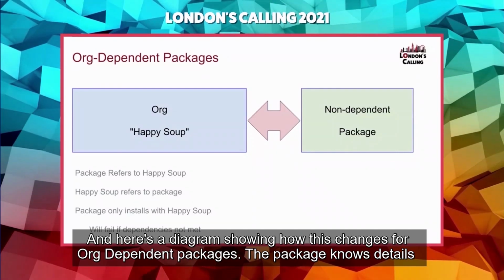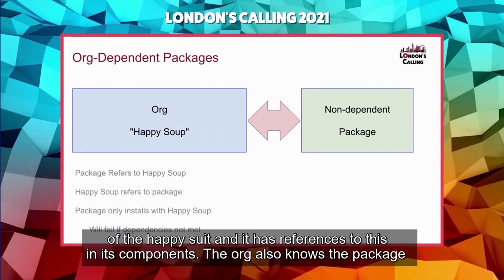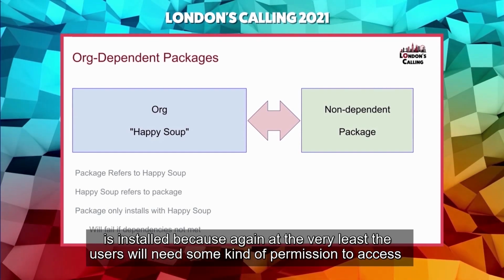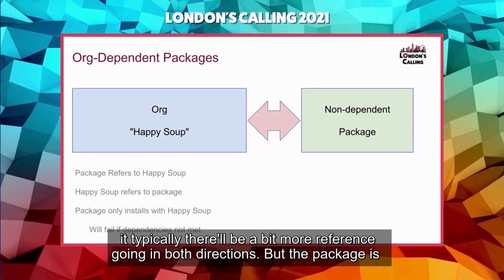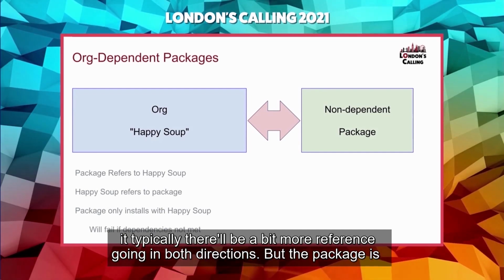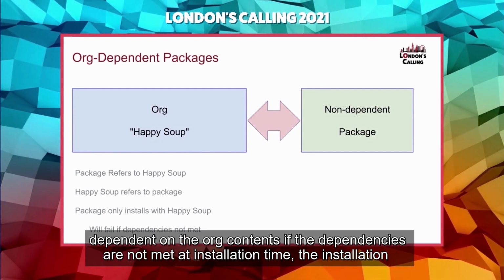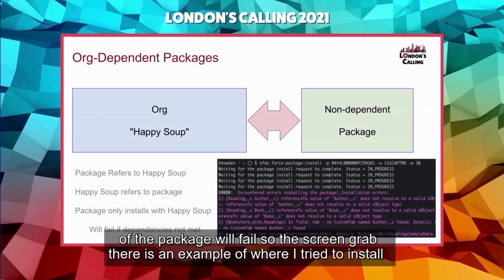The package knows details of the happy soup, and it has references to this in its components. The org also knows the package is installed, because again, at the very least, the users will need some kind of permission to access it. Typically, there'll be a bit more reference going in both directions. But the package is dependent on the org contents. If the dependencies are not met at installation time, the installation of the package will fail.